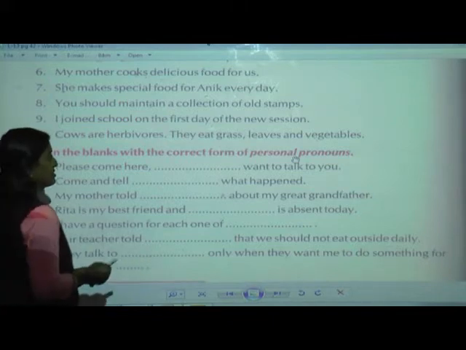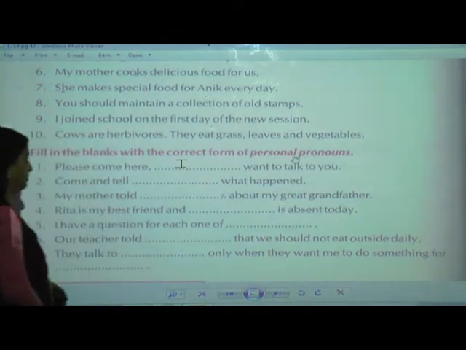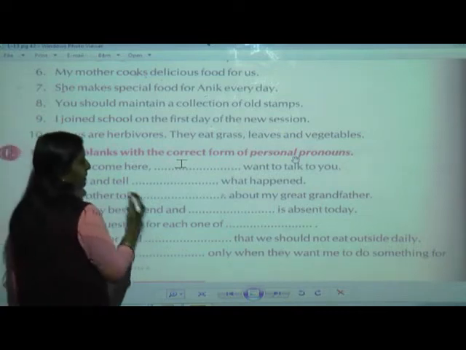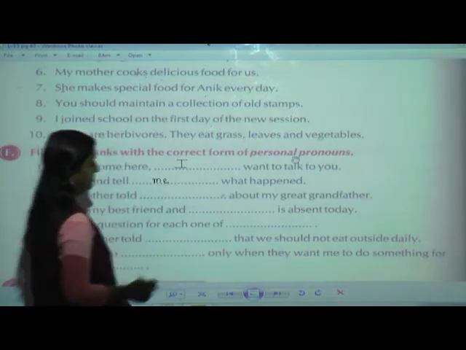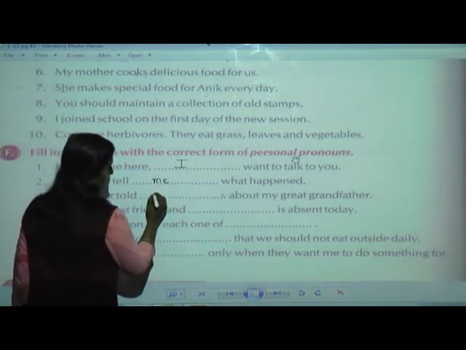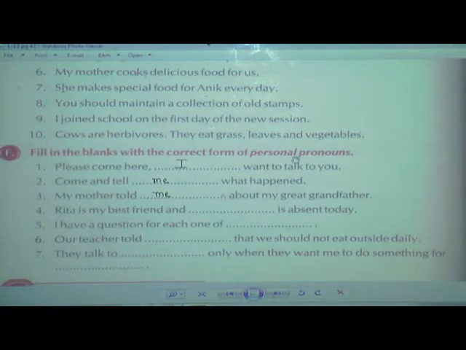It means the speaker is calling to someone, so: please come here, I want to talk to you. Come and tell dash what happened. Come and tell whom? Me. Okay, so which pronoun? Me. My mother told dash about my great grandfather. So my mother told whom? Me only. So these are all in the first person. The speaker is speaking, so we are going to use the personal pronouns of the first person.